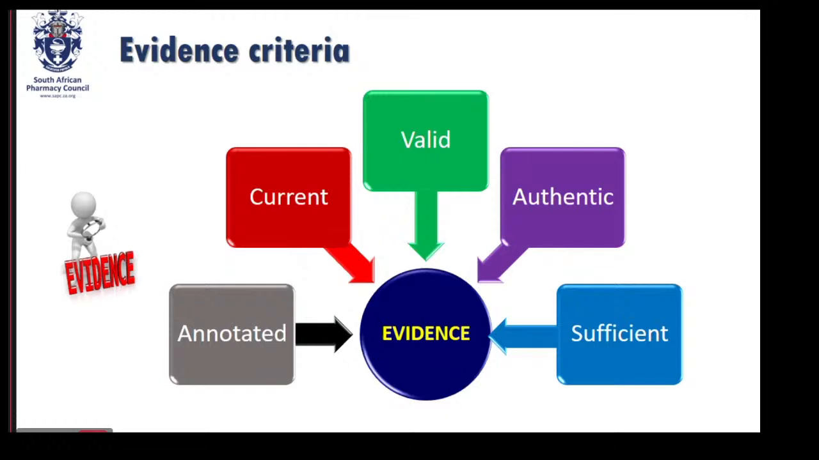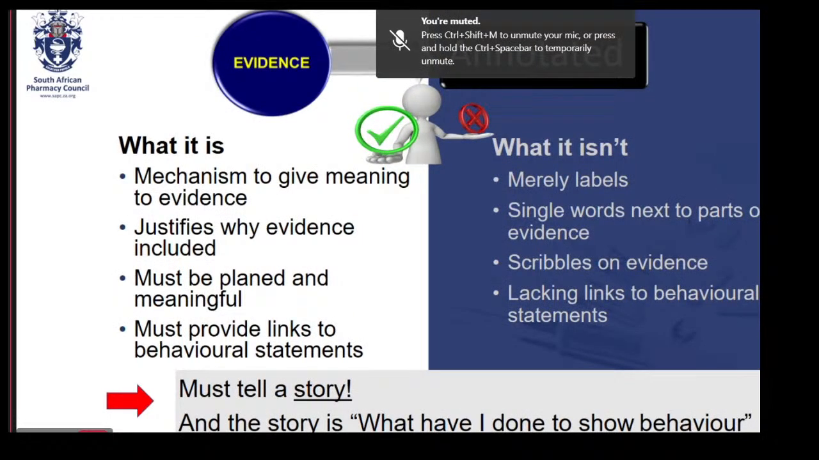So now we get to the very important aspect of evidence. Evidence is very important for your CPD. If your evidence is not successful, then your CPD will not be successful. So if we look at the criteria for evidence, your evidence should be annotated, it should be current, it should be valid, it should be authentic, and it should be sufficient. So we will be looking at each one of these and discuss what it means. So it's very, very important for you to make sure that your evidence adheres to all of these requirements. So first of all, annotation.